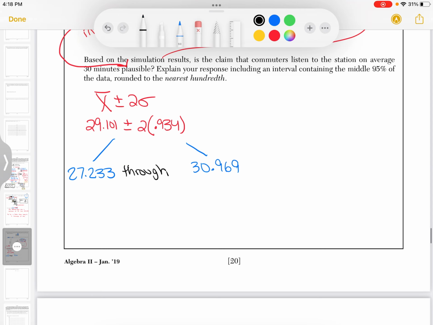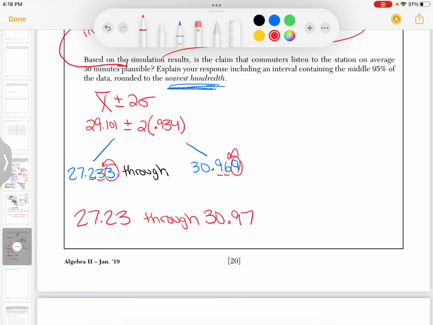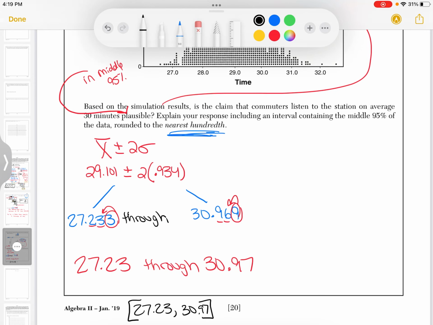But this is an interval, so it's that number through that number. Now, to the nearest hundredth means 2 places after the decimal point. This 3 does not bump that up, so it's going to be 27.23 through. This one, same idea, 2 places after the decimal point, but the 9 bumps this one up, so it's 30.97. So that is my interval. It does not answer the question, but it does help me answer the question. Just a little side note, you can also put an interval like this. It'd be 27.23, comma, 30.97. Okay, either way you do the interval is fine, but now to get back to the question.